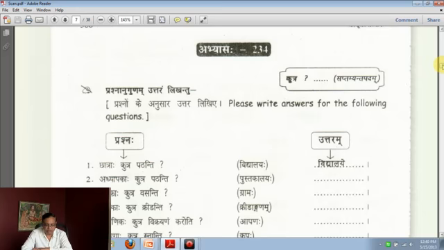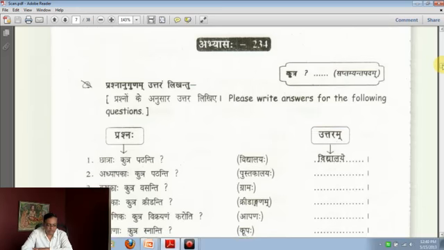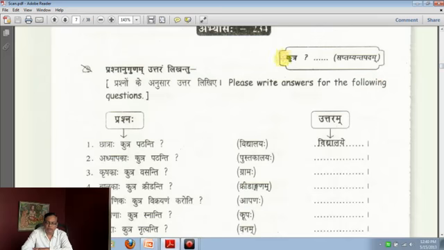Kutra is introduced in this page 388. Chhatraha Kutra Patanti. So the word to be used in Saptami is given in bracket, Vidyalaya. Chhatraha vidyalaye patanti. Where do the students read, study? Students study in the school. The school. Next you can read.